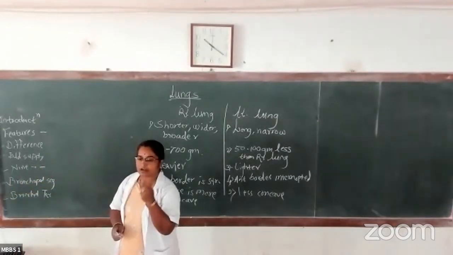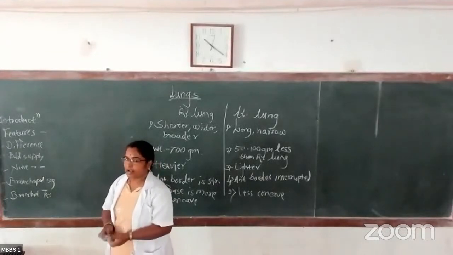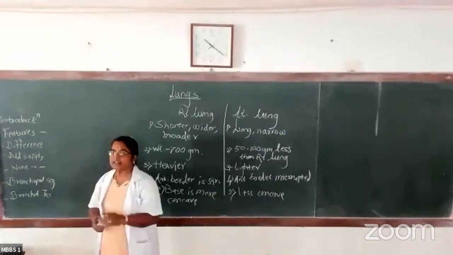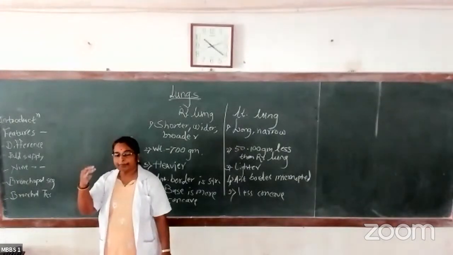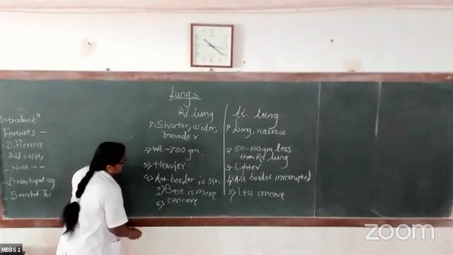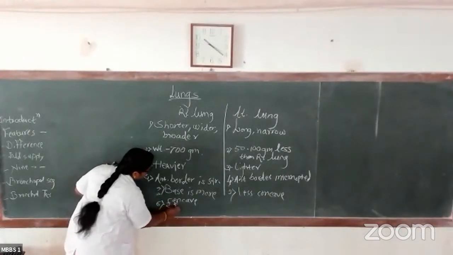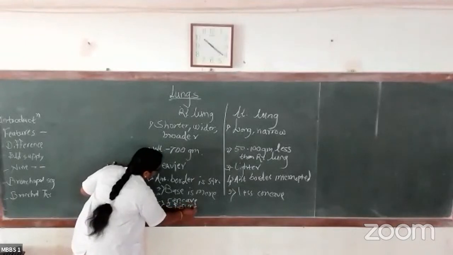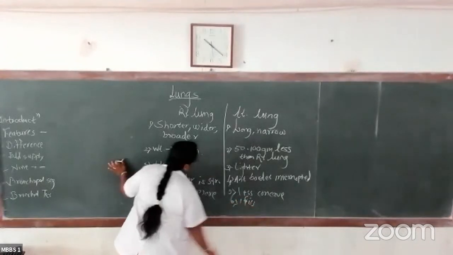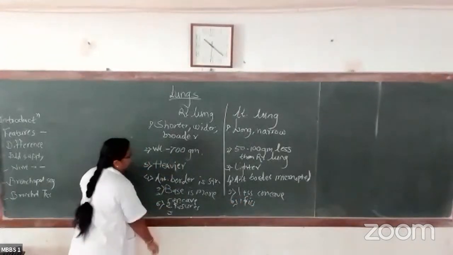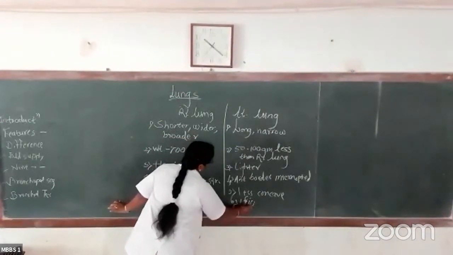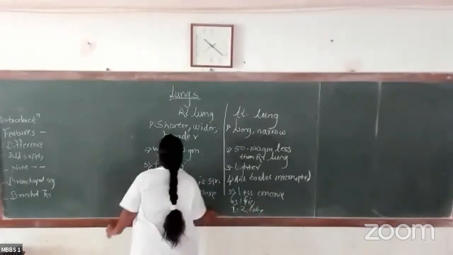lung into two lobes, upper lobe and lower lobe. And due to the presence of oblique and horizontal fissures, both these fissures divide the right lung into upper, middle and lower lobe. So again, the next difference: two fissures, that is oblique and horizontal. Only one fissure is there, that is oblique fissure. It has three lobes, upper, middle and lower lobe. It has only two lobes, upper lobe and lower lobe.